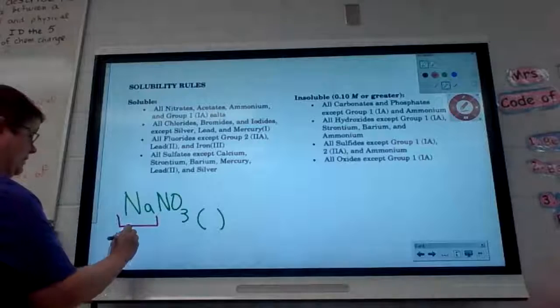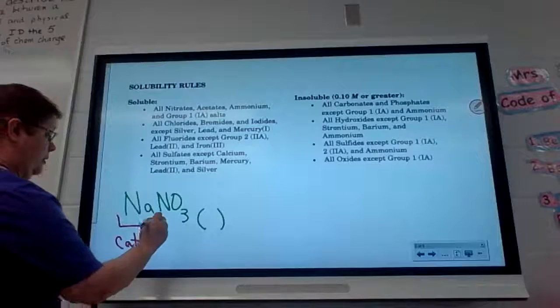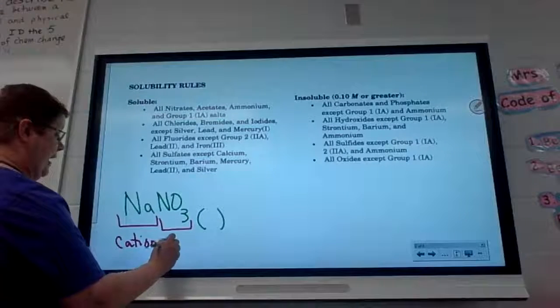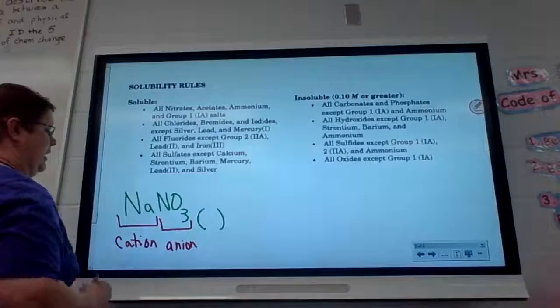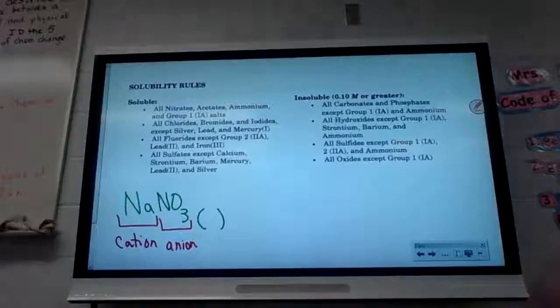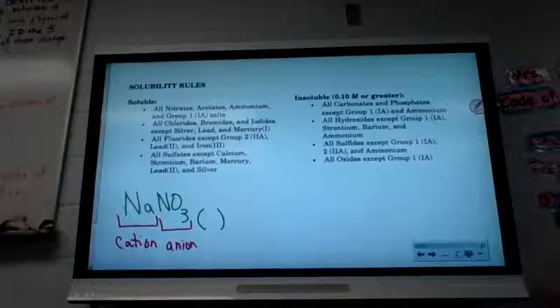This is the cation. This would be the anion. Don't leave here saying cation. People will think you didn't learn anything. All right?